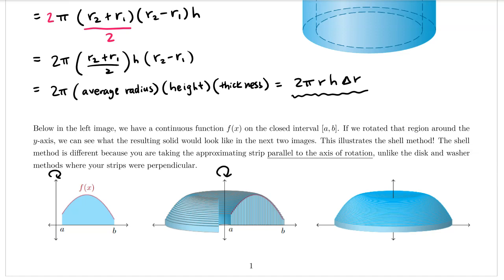So here we have this rotation. This illustrates the shell method. The shell method is different because you are taking the approximating strip parallel to the axis of rotation, unlike the disk and washer methods where your strips were perpendicular.